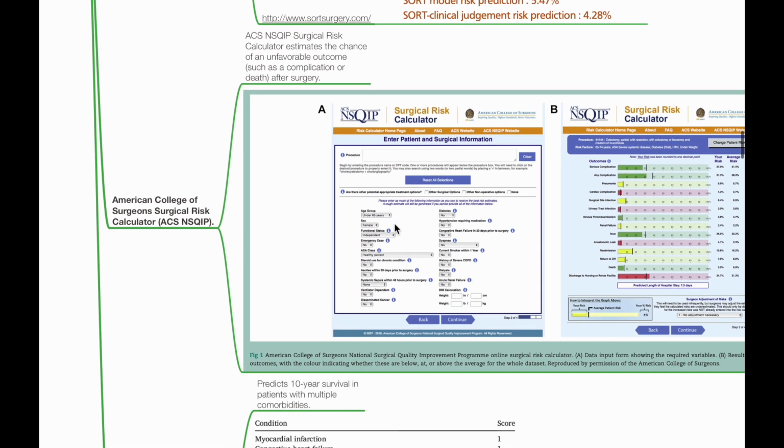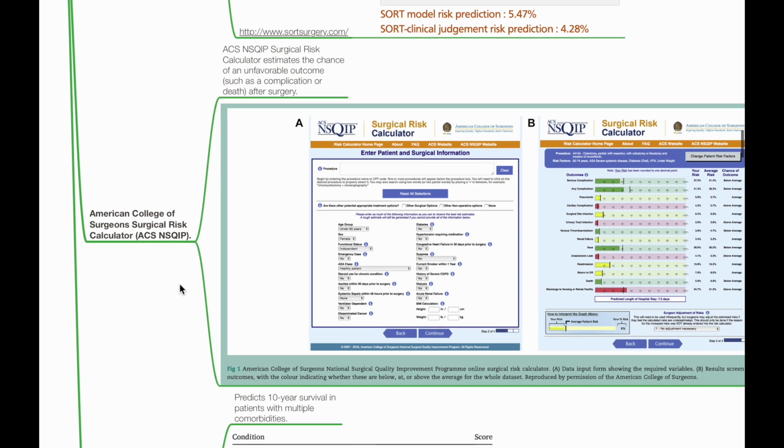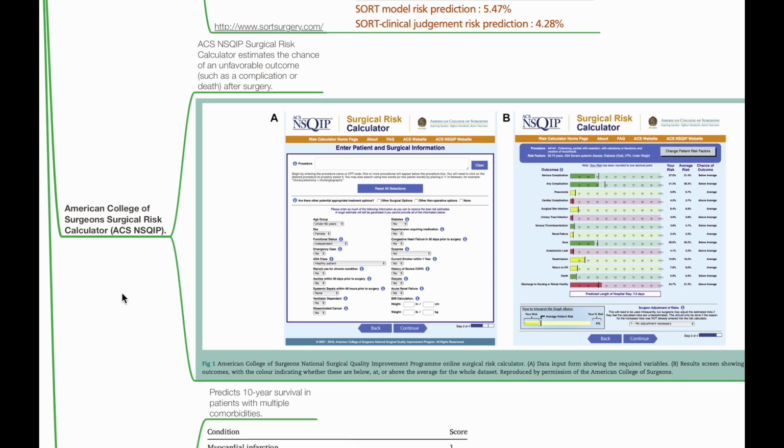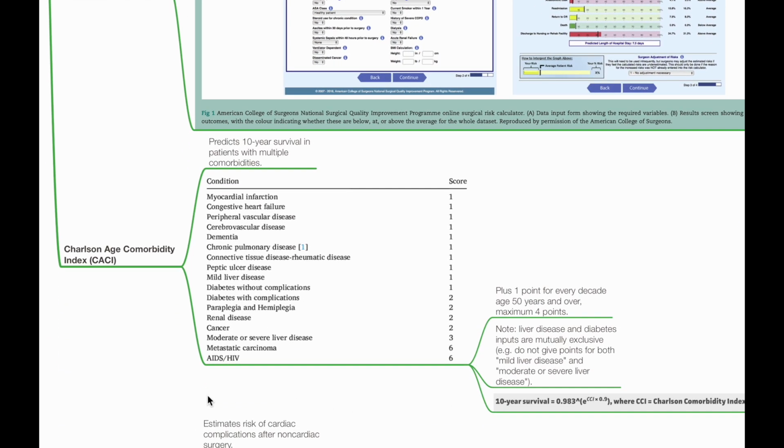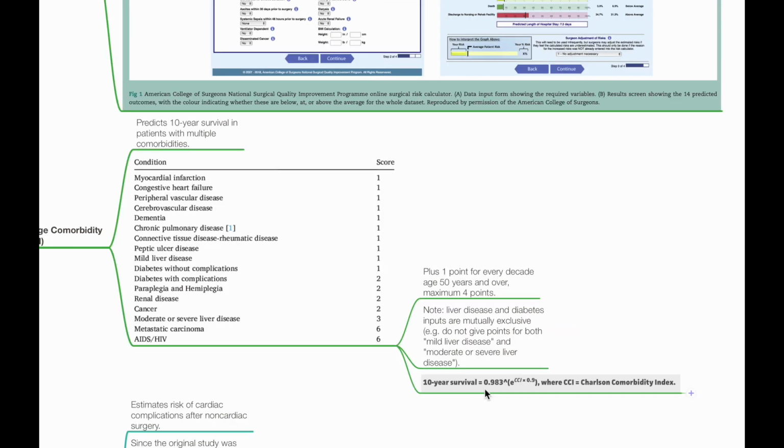Next is the American College of Surgeons Surgical Risk Calculator. ACS NSQIP Surgical Risk Calculator estimates the chance of an unfavorable outcome. The data input form showing required variables is included here. The Charlson Age Comorbidity Index, CACI, predicts 10-year survival in patients with multiple comorbidities. The formula for 10-year survival calculation is included here.